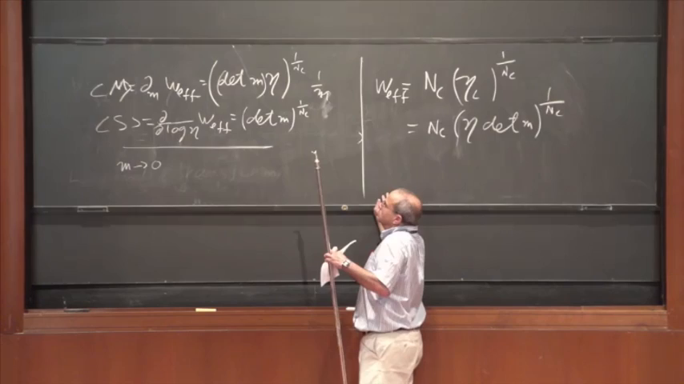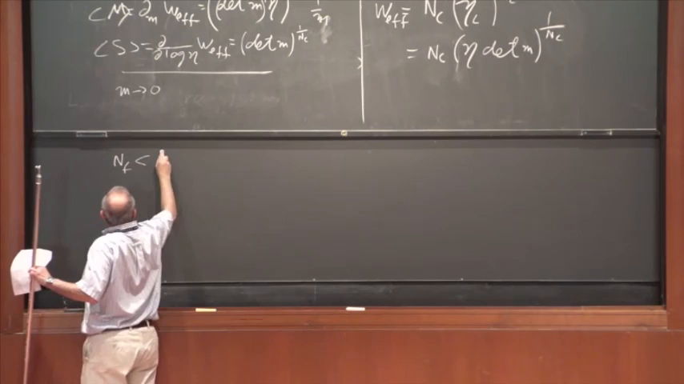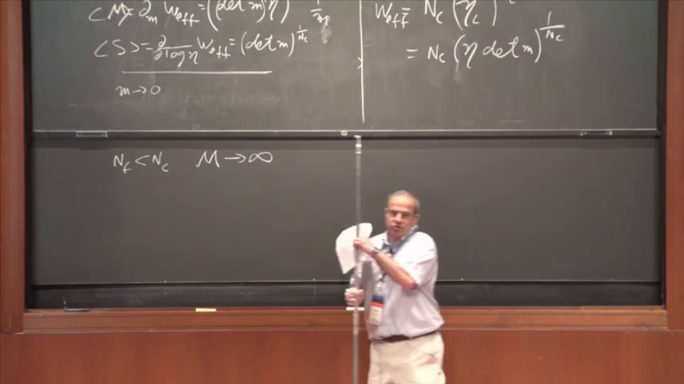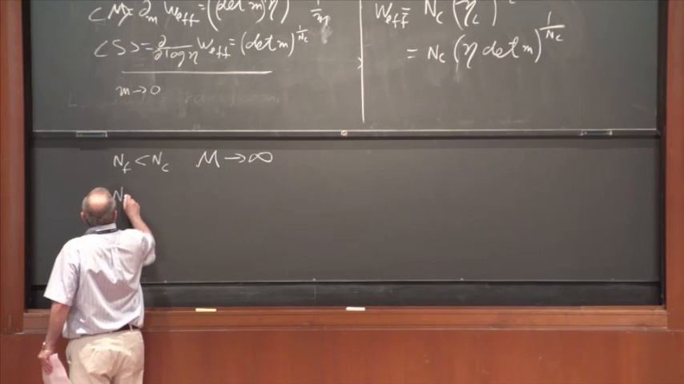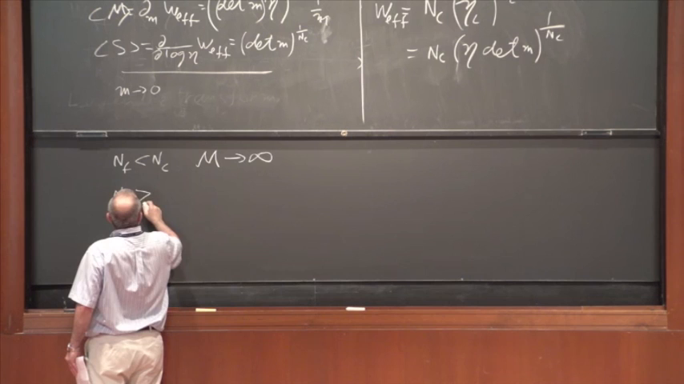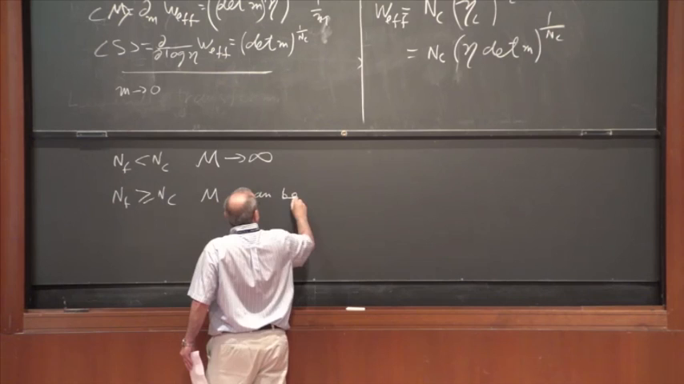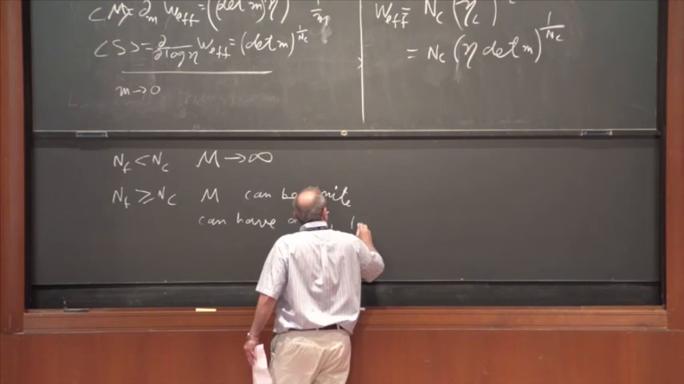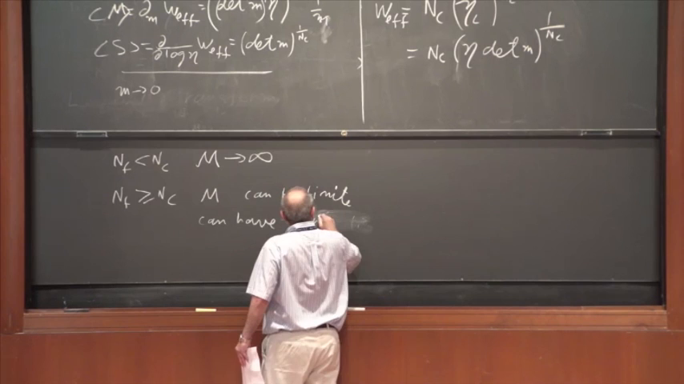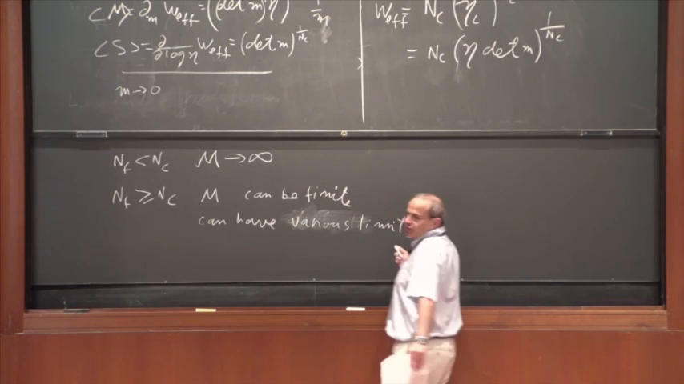So when the number of flavors is less than the number of colors, M runs to infinity, no matter what we do. This is the first thing that looks surprising from this point of view. How come the answer runs off to infinity? Second, for NF larger or equal than NC, M can be finite. But we get different values, or various limits. The limit is not unique. So just by staring at this formula, we can derive this result.